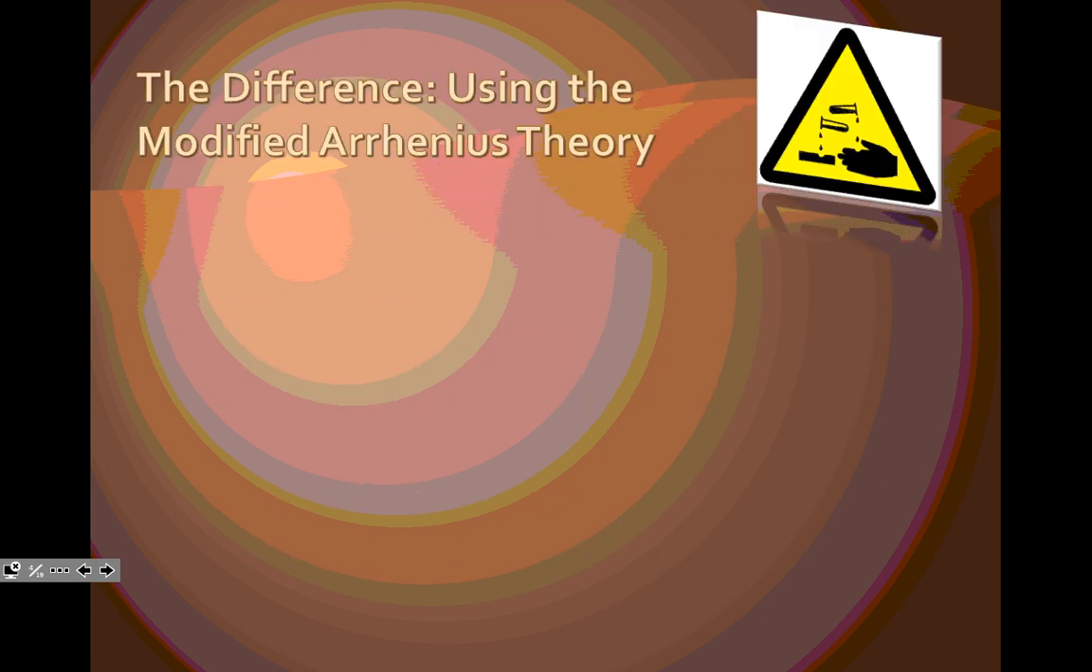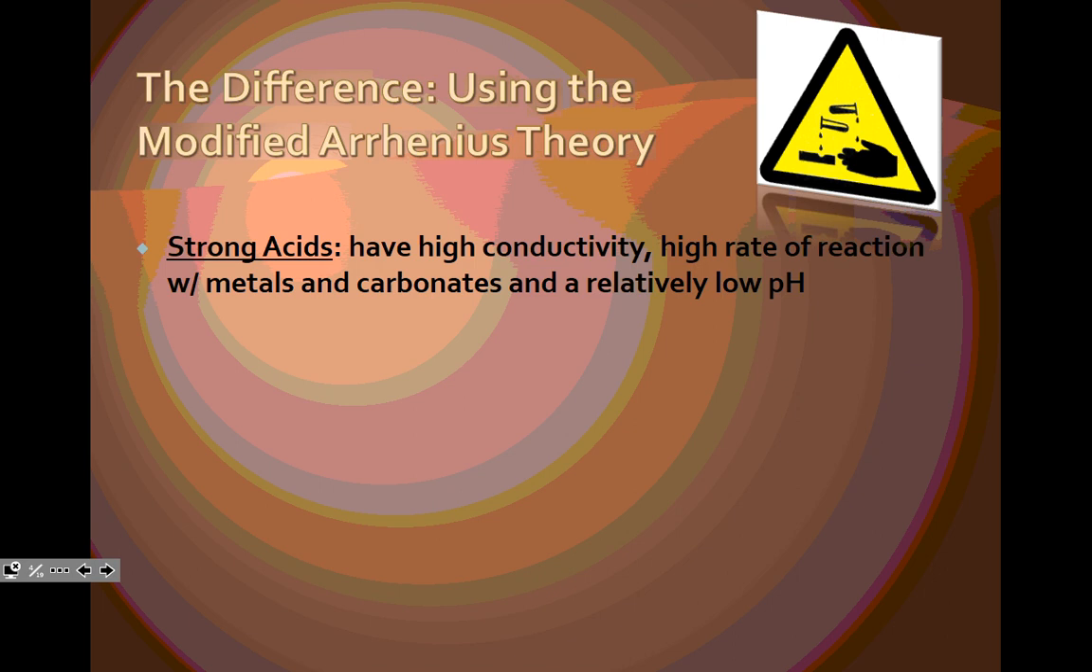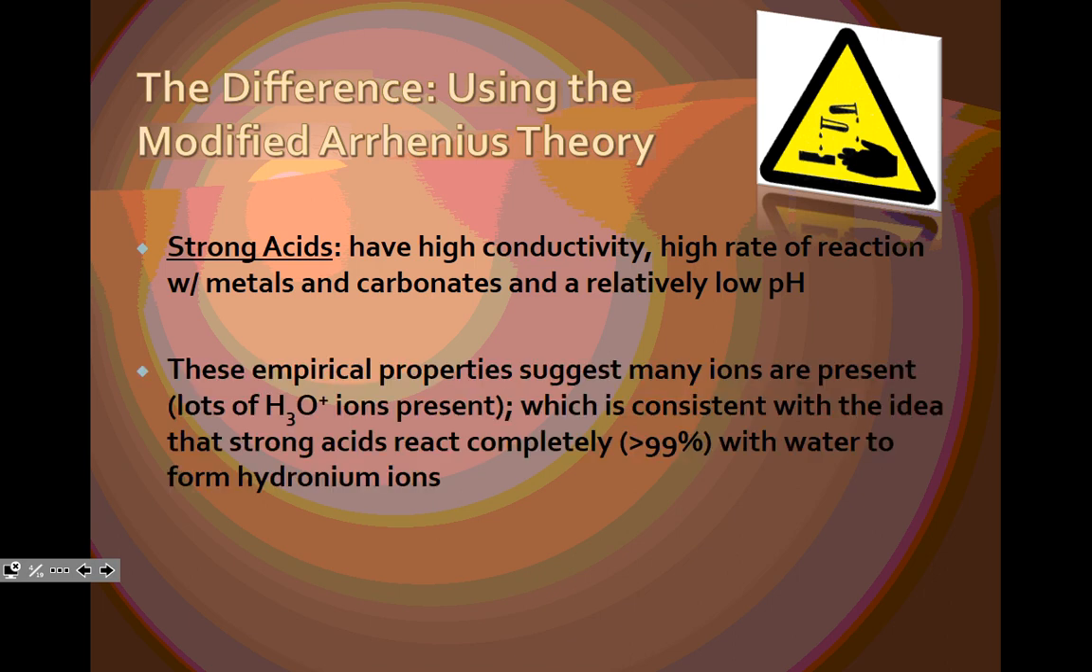The difference, let's talk a little bit about the modified Arrhenius theory. Remember, with modified, it reacts with the water to form hydronium ions, right? Strong acids have high conductivity, high rate of reaction with metals and carbonates, and a relatively low pH. So the lower the pH, the stronger the acid, of course, right? These empirical properties suggest many ions are present. What that means is that there's lots of hydronium ions, which is consistent with the idea that strong acids react completely. What that means is more than 99% of it is going to react with water to form hydronium ions.